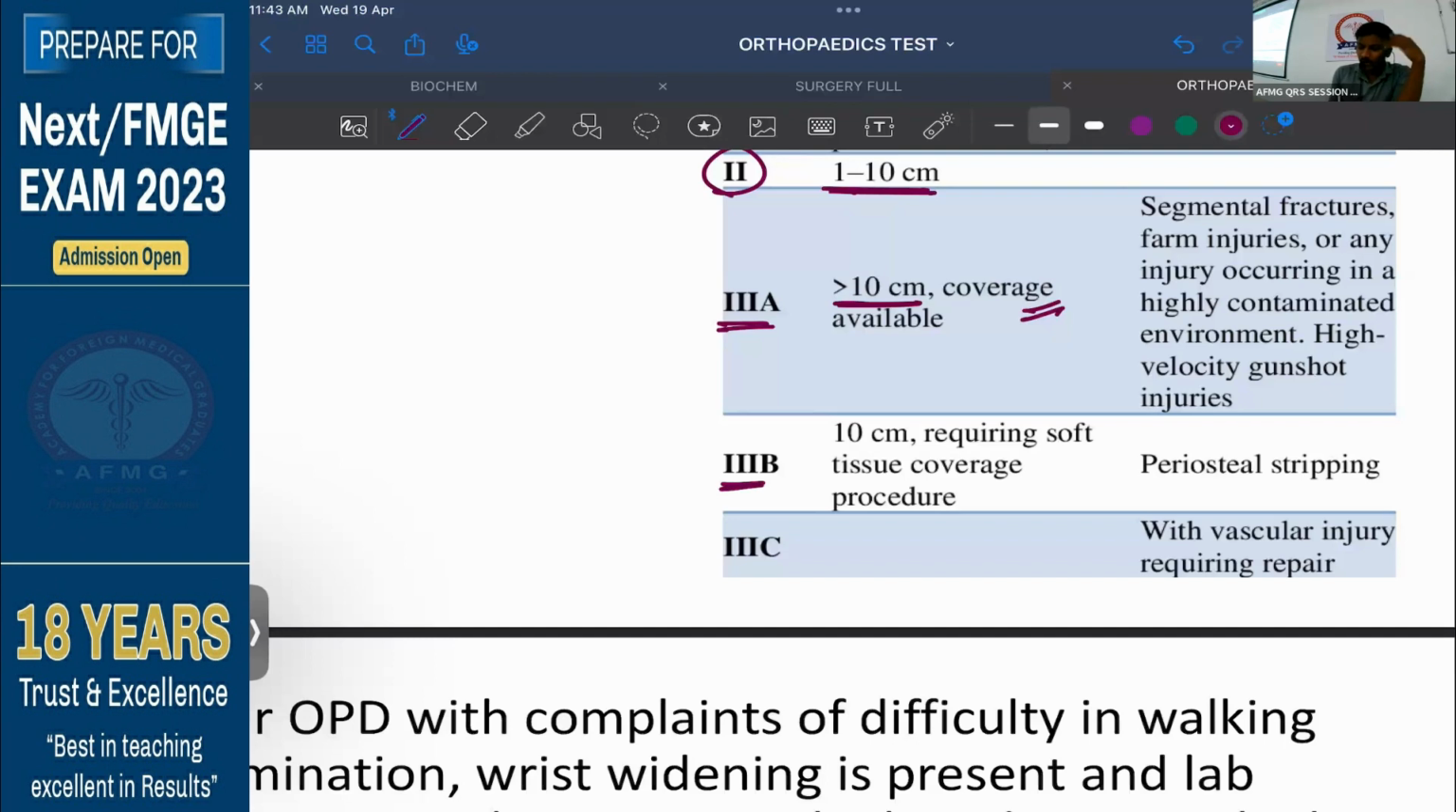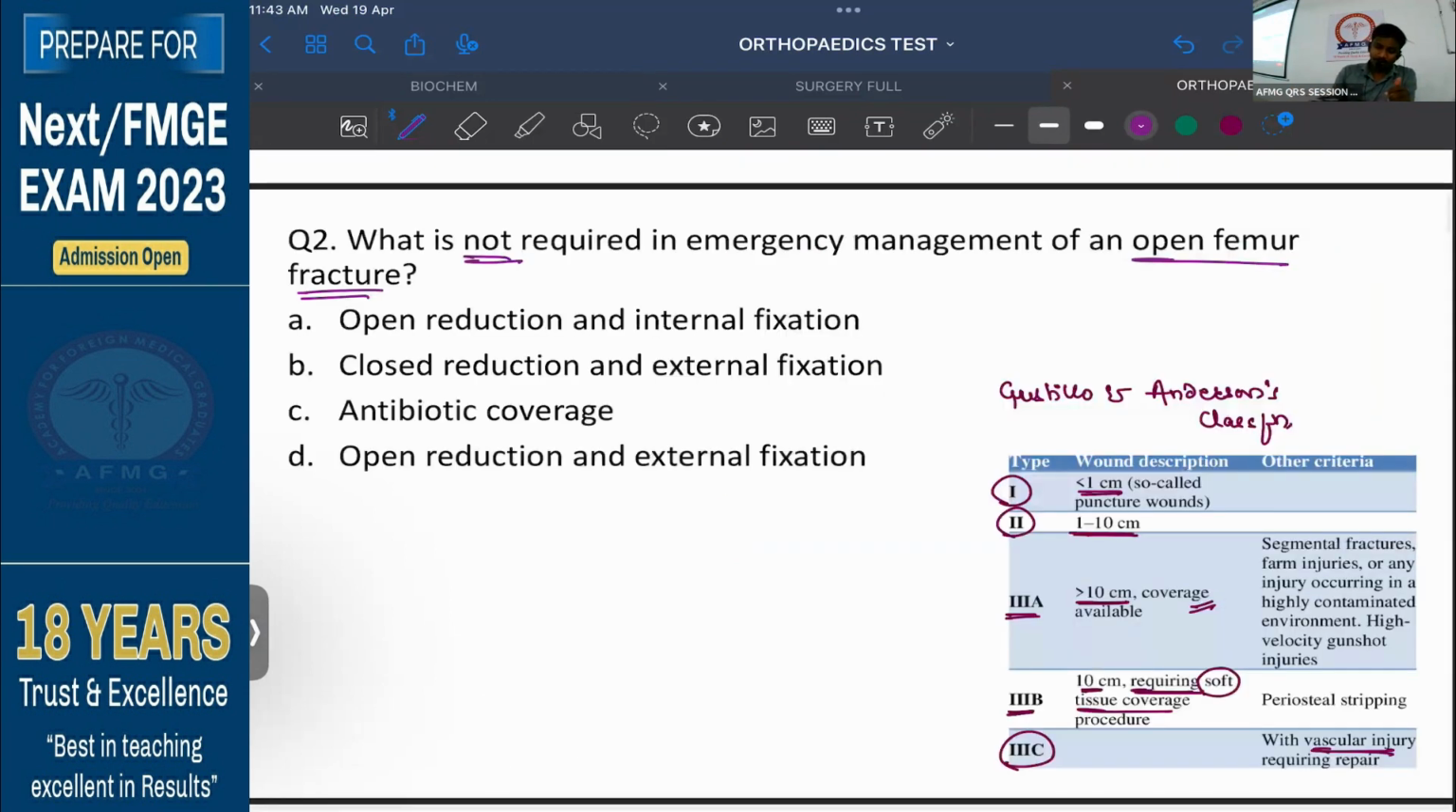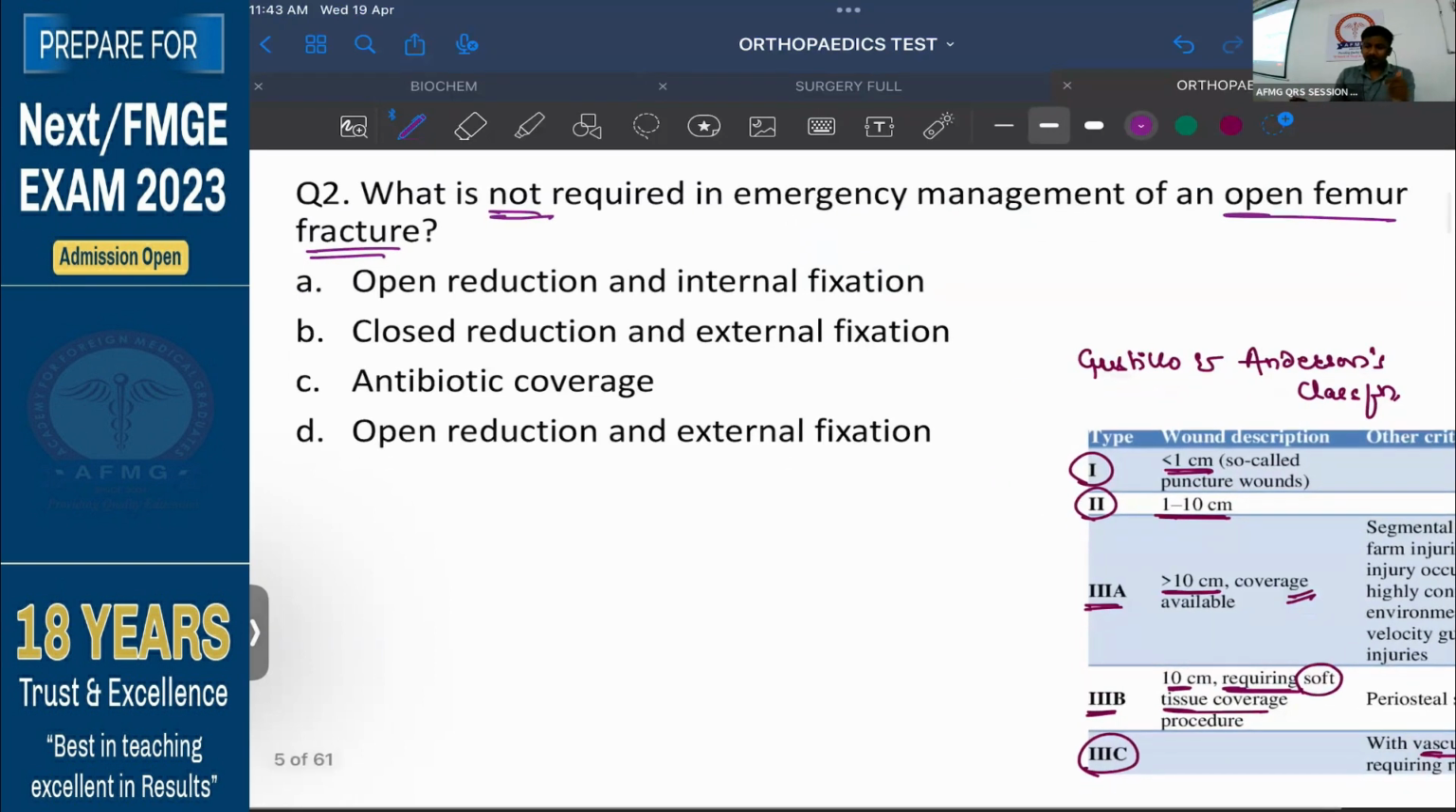Type 3B matlab wound is more than 10 centimeters and we require what? We require a soft tissue coverage. मतलब there has been loss of soft tissue, तो तुम्हें soft tissue coverage की जरूरत पड़ेगी अभी. And lastly, type 3C, it is vascular injury. ठीक है? If there is an injury to the vessel, artery or vein, definitely that would be considered as type 3 Gustilo-Anderson classification. Now if I talk about open fracture management, open fracture की management किससे करी जाती है? Anybody? Open reduction करोगे definitely, but external or internal fixation?